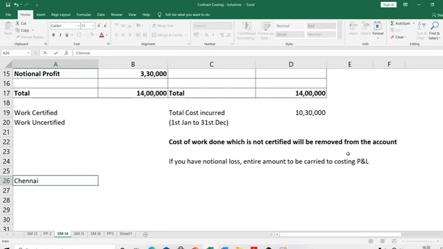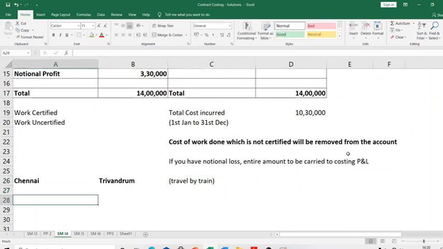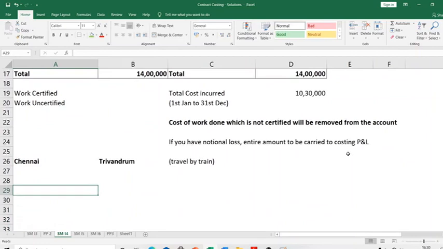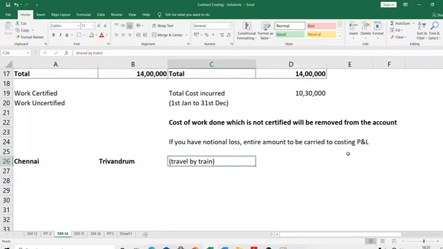Let's say you're traveling from Chennai to Trivandrum by train. The entire journey, based on the route that you take, either through Tamil Nadu or through Kerala, will be either close to 900 kilometers or close to 700 kilometers or whatever it is. Okay, 750 kilometers. Whatever it is, Chennai to Trivandrum by train, let's say that is your 100% of distance.